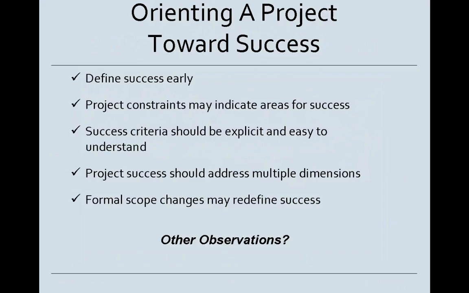And then finally, as we all know, projects change over time. So as those changes occur, formal scope changes should be incorporated into the success measures, and so those should be redefined as a result. Let me ask any folks out there, any thoughts or other observations on what it means to orient yourself to a successful project?